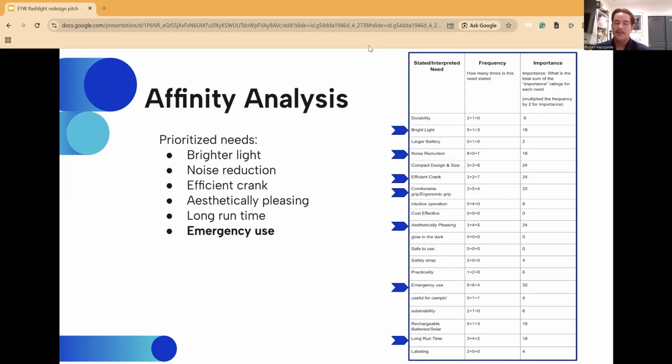The most important needs that we decided to focus our final design on are making the flashlight brighter, reducing the noise that the crank makes when being operated, having a more efficient crank that produced more power per pull, having a more comfortable grip, being more aesthetically pleasing, having a longer battery life or runtime, and especially being useful in an emergency scenario. We would have focused on all of the customer needs that had an importance score of 18 or higher. However, due to time constraints, we had to compromise on some of the needs.